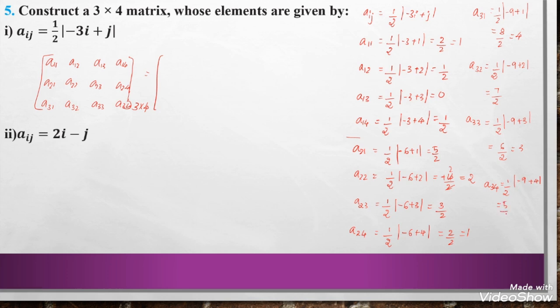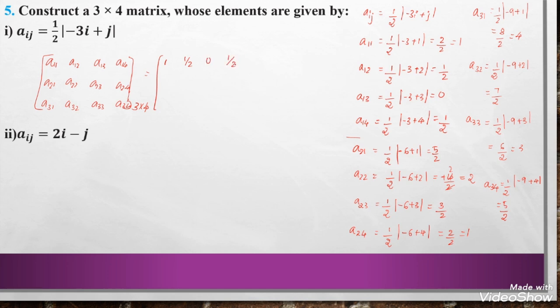5 by 2. Okay. These are the elements of the matrix of the form Aij equal to 1 by 2 modulus of 3i plus j, of order 3 cross 4. Now we have to write the elements. So the first element will be 1, second 1 by 2, then third will be 0, 1 by 2.